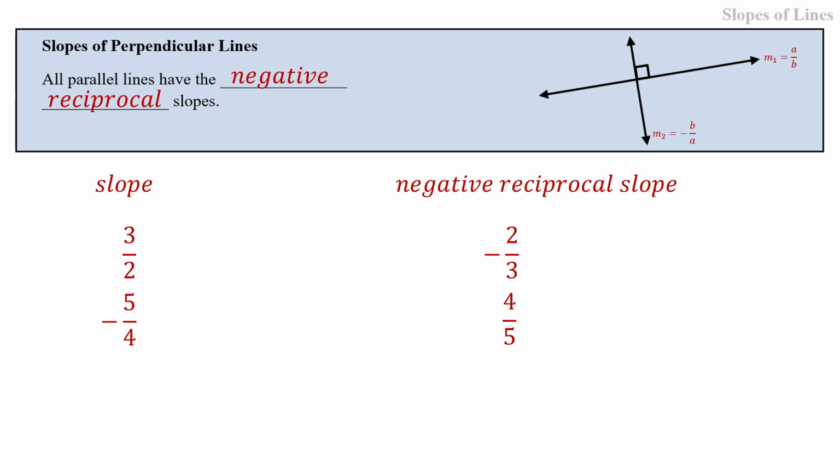Okay. And if our slope is 0, now this is the one you cannot flip. If the slope is 0, that means it's going to be going horizontal. And a horizontal line is always perpendicular to a vertical line, and the slope of the vertical line is going to be undefined. Any horizontal line is always perpendicular to a vertical line.